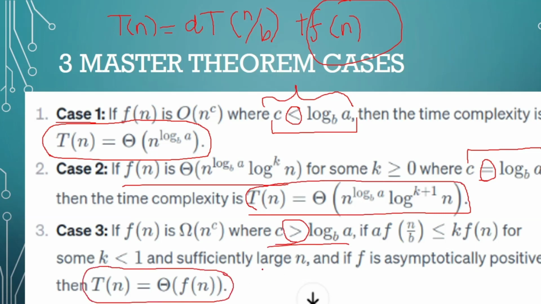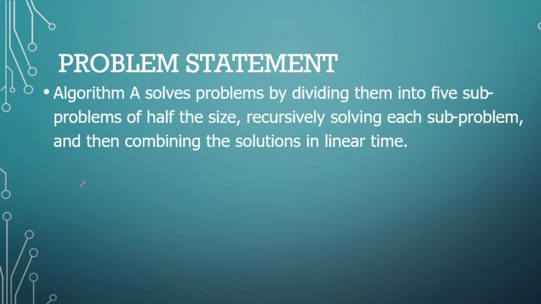Okay, so let's start with the problems. We have an algorithm A which solves a problem by dividing it into 5 sub-problems which are half the size. Let's remind ourselves of the general form of the recurrence relation.